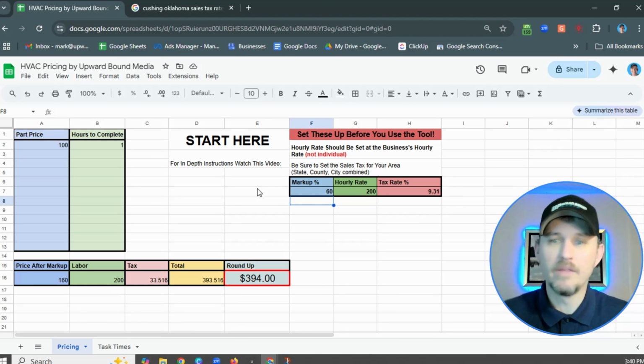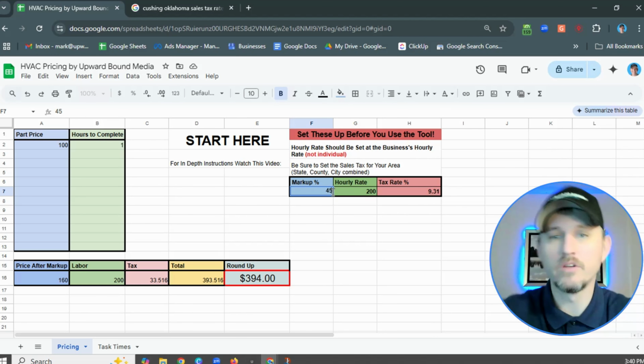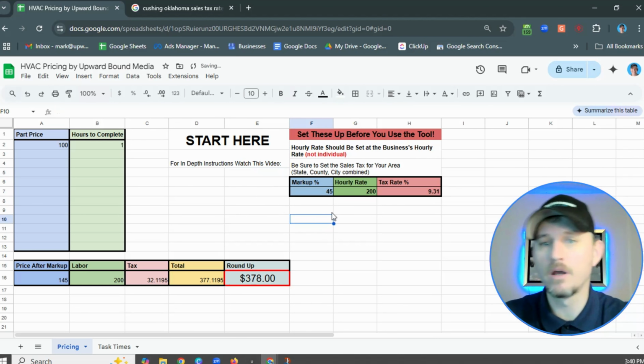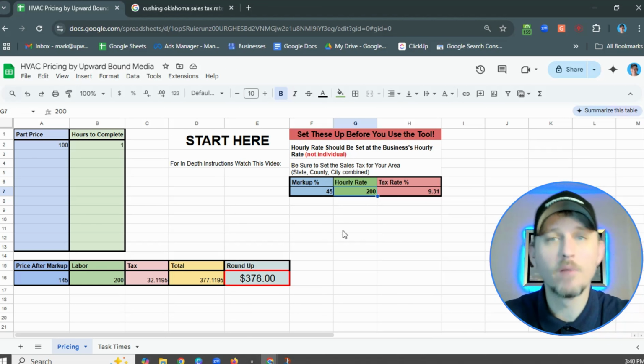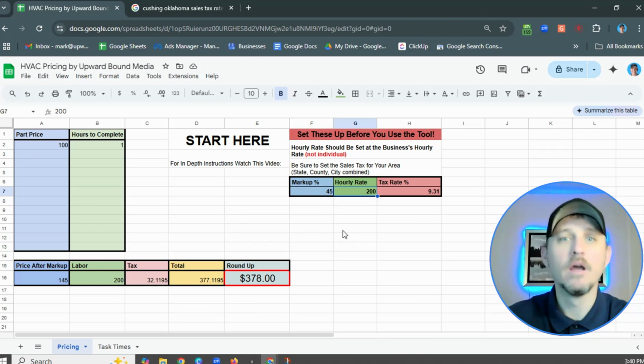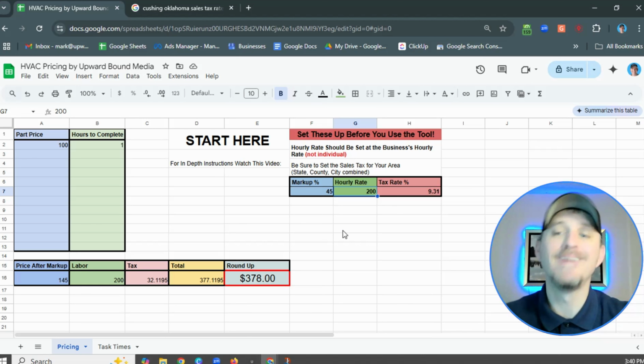Okay. This is how you get the overall profit margins that you need to get. And then we'll just adjust. So I would honestly just keep this at 45% markup. And then I would adjust my hourly rate in order to fall in line with the profit margins that we're needing to get in order to stay profitable, in order to keep growing.